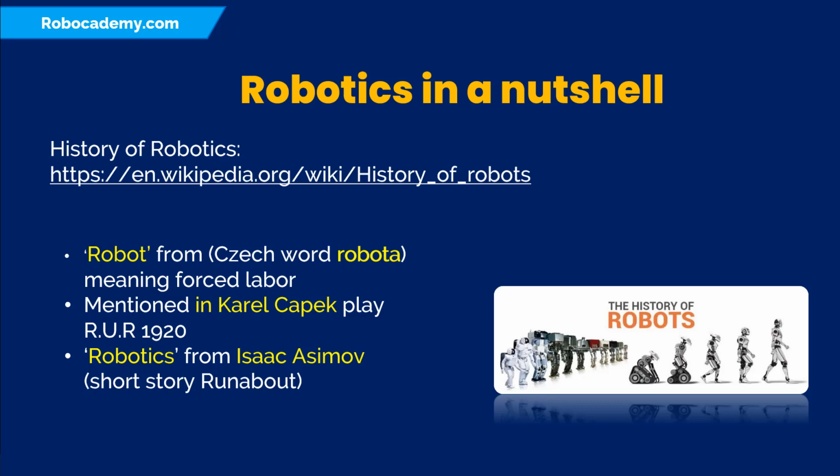It's a Czech word. I think it was initially mentioned in a play called R.U.R., in 1920, I think, by a person called Karel Čapek. I think this is the first time the word robot was used, and it came from robota. So that's the origin of the word robot.